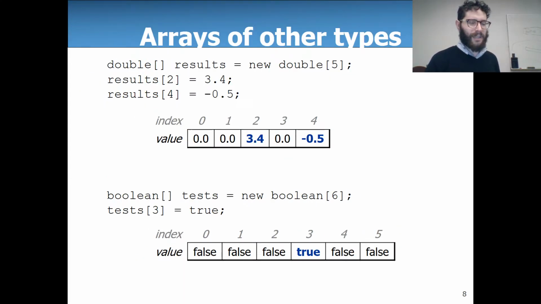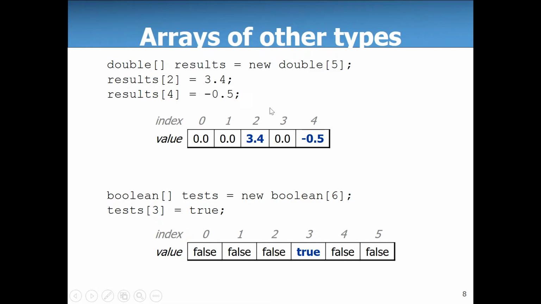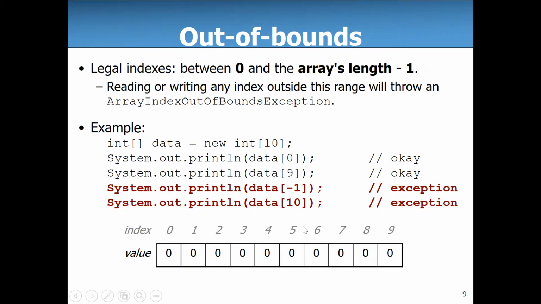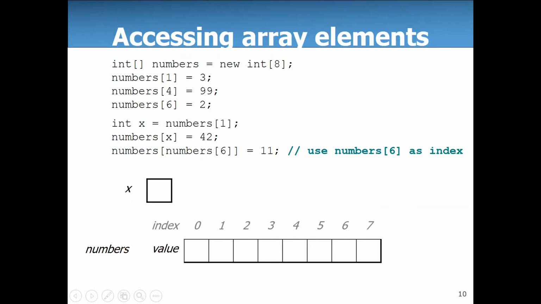So I've been dealing with integers. You can totally have arrays of other types here, right? We can have arrays of doubles. We can have arrays of booleans. We went over out of bounds exceptions for the arrays. You can get array elements, right?